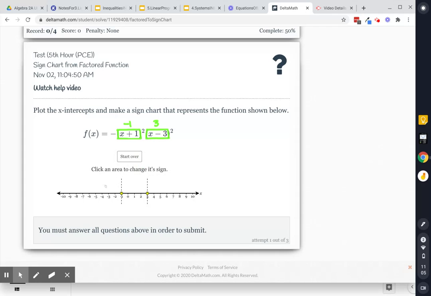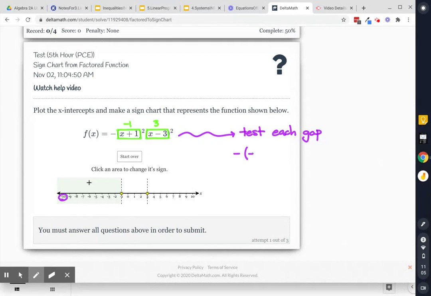Click an area to change its sign. In other words, I need to make these either positive or negative. Okay, so how do I decide? Well, I look at this function and I have to test this function for each of the gaps. So let me look at my first gap, and I'm just going to pick -10 for this gap.